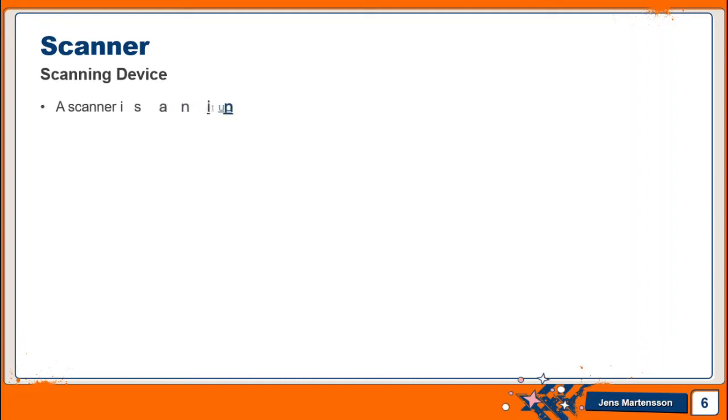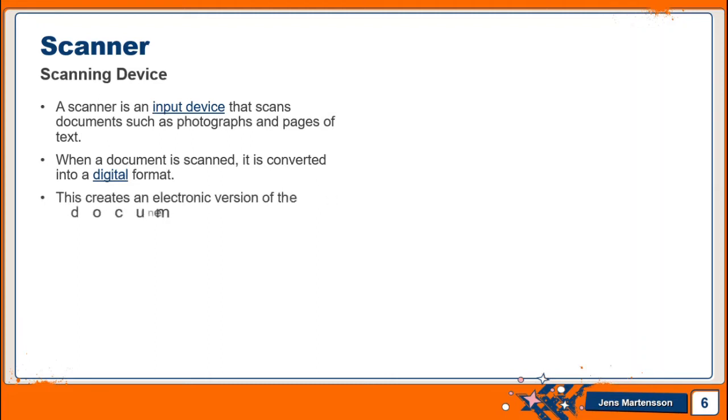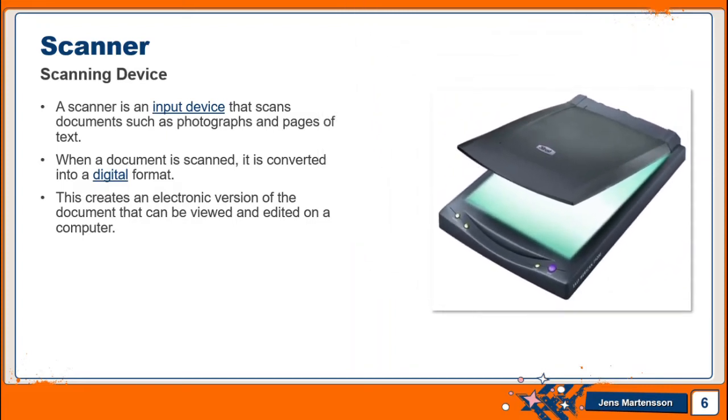Scanner. A scanner is an input device that scans documents such as photographs and pages of text. When a document is scanned, it is converted into digital format. This creates an electronic version of the document that can be viewed and edited on a computer. Here is a picture of a scanner. That is the fast way to input data to the computer. So directly you can put a page into the computer.